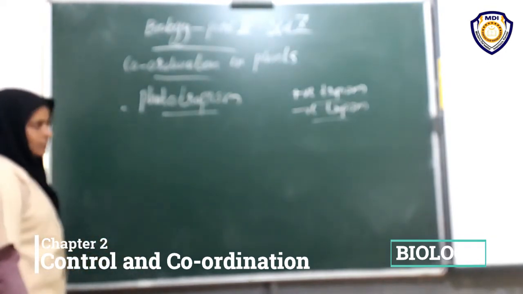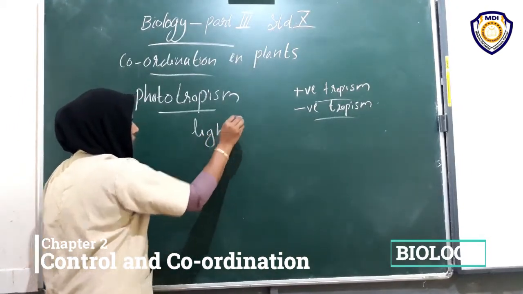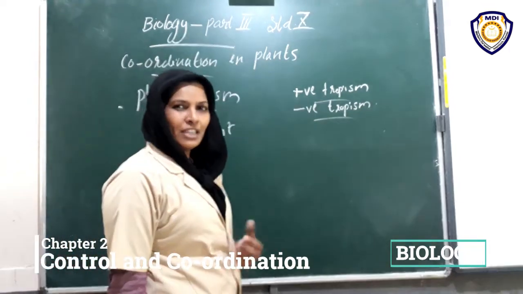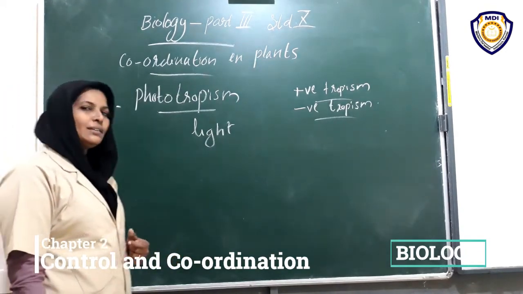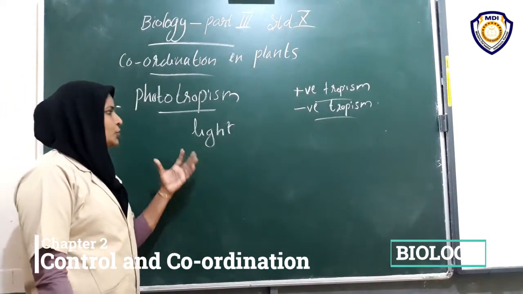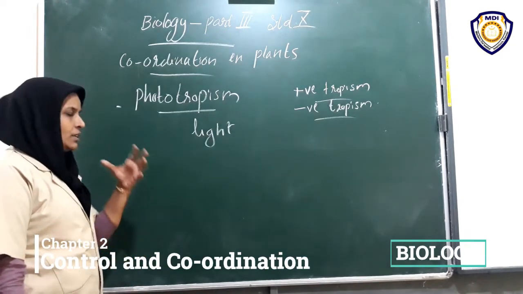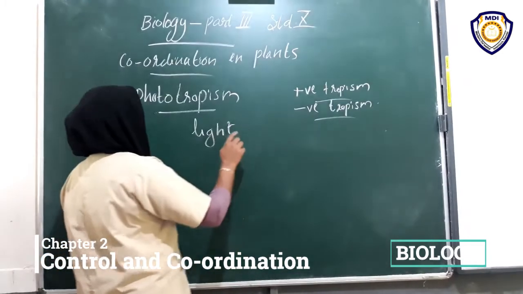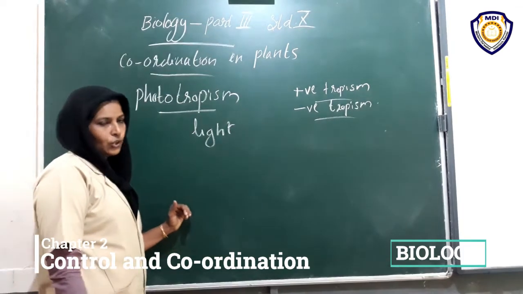What is phototropism? Here the stimulus is light. You know the plant body parts, shoot system and root system. We have studied that light is one of the environmental triggers or stimuli. How do the plant body parts respond to this stimulus? So the shoot system and root system. The shoot grows towards the light, so that we call positive phototropism. Are you clear? Positive phototropism.